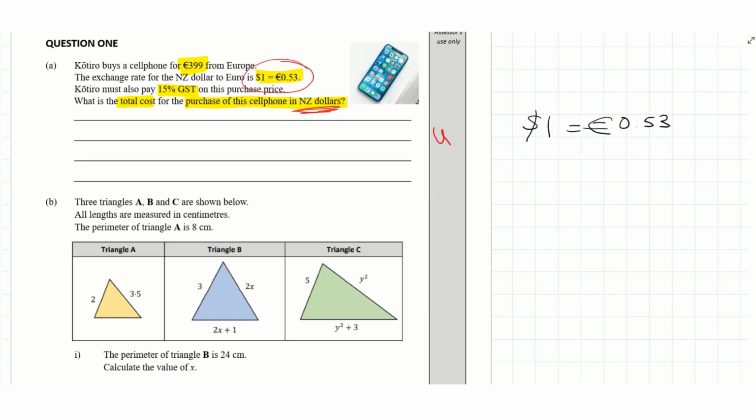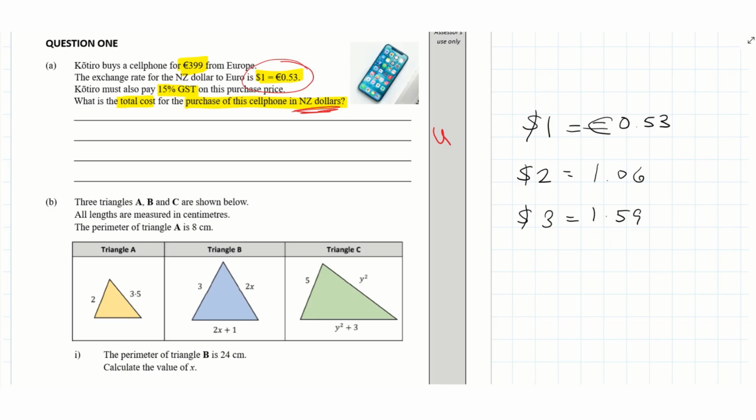Well, I could go $2 is the same as, oh, what's that times 2? 1.06. And 3 New Zealand dollars is the same as 1.59 euro cents. And then I could go through and do that until I got all the way up to a point where I had 399 euro dollars. But that's awful and boring. And we're mathematicians, so we're lazy. So we're trying to find a trick.